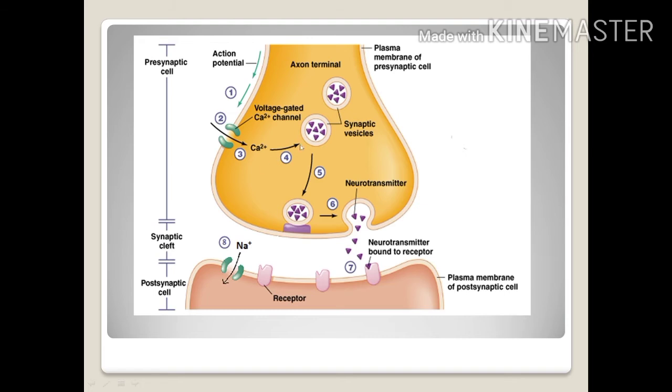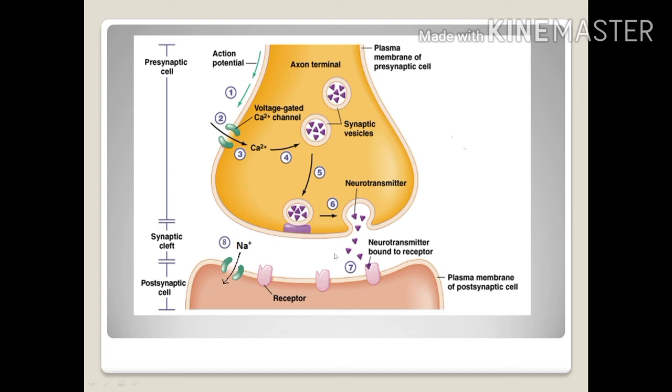Here the calcium diffuses towards the synaptic vesicles. As the calcium diffuses, these vesicles activate and go down. Here this part is the plasma membrane of the presynaptic cell or presynaptic neuron. The vesicles reach the plasma membrane and here they release all the neurotransmitter. The chemical, that is the neurotransmitter, is released from the presynaptic cell and comes into the gap.